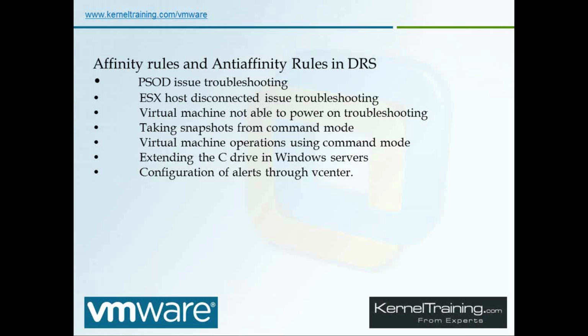And then extending the C drive in Windows servers. How do we do that? By allocating the disk space from the datastore, then going to Disk Management and extending the C drive over there. Next, how do we configure alerts in the vCenter server? We will be discussing the ticketing tools: what are the different types of ticketing tools, how do we allocate and assign the tickets, who should be the watchers in it, and how do we add the activity to the ticket if there is some update on the server?